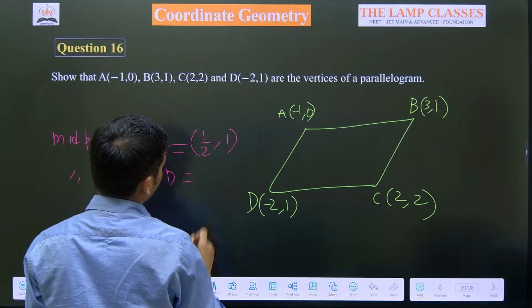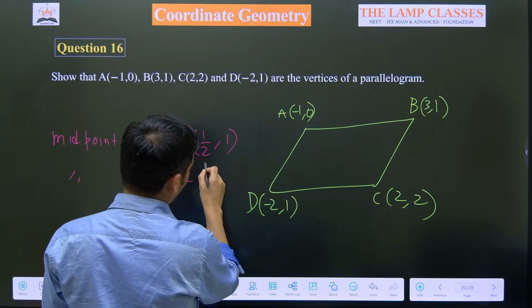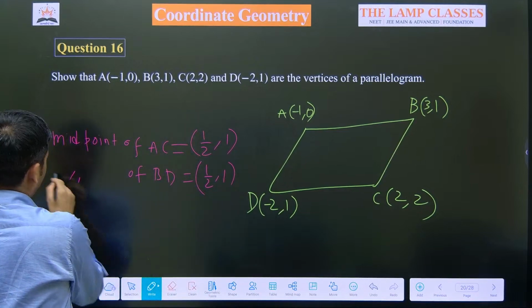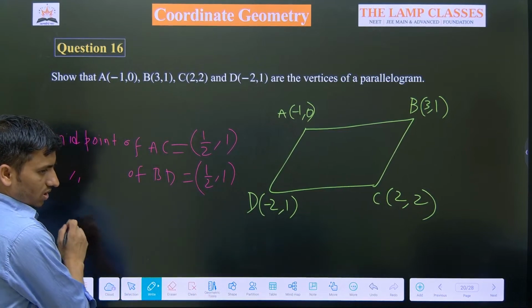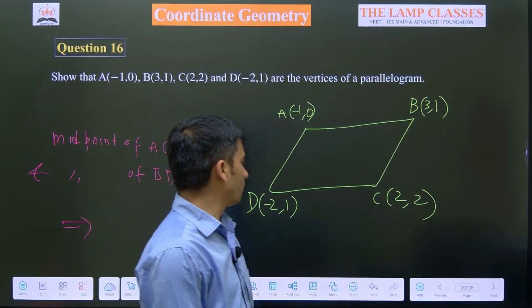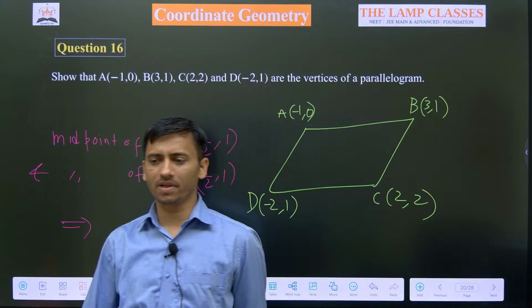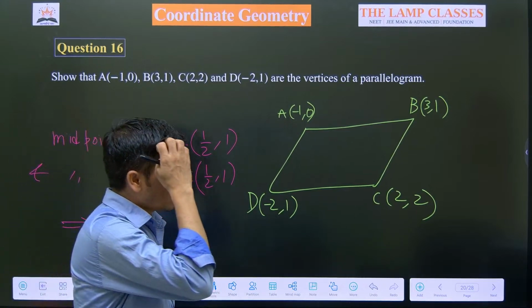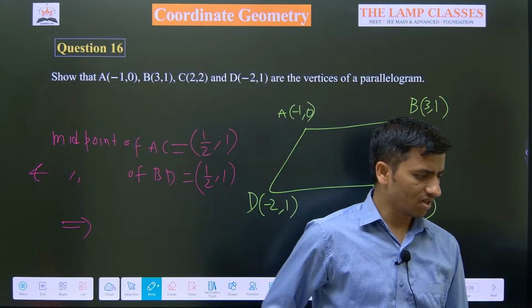BD, 3 minus 2, 1, 1 by 2, right? And then 1 plus 1, 2 by 2, 1. They are equal, right? So you can make the conclusion here. Since midpoints of both AC and BD are equal, that means diagonals bisects each other in this quadrilateral. Hence, this quadrilateral must be a parallelogram.